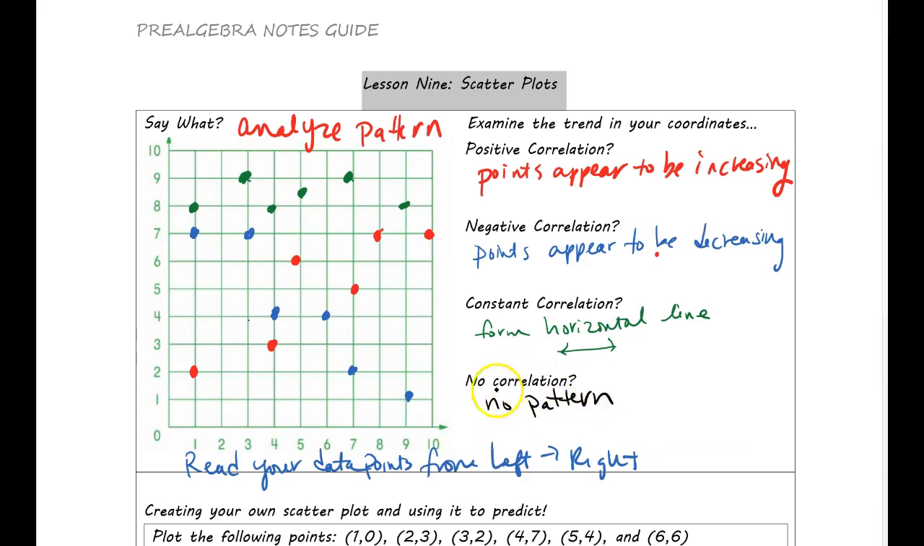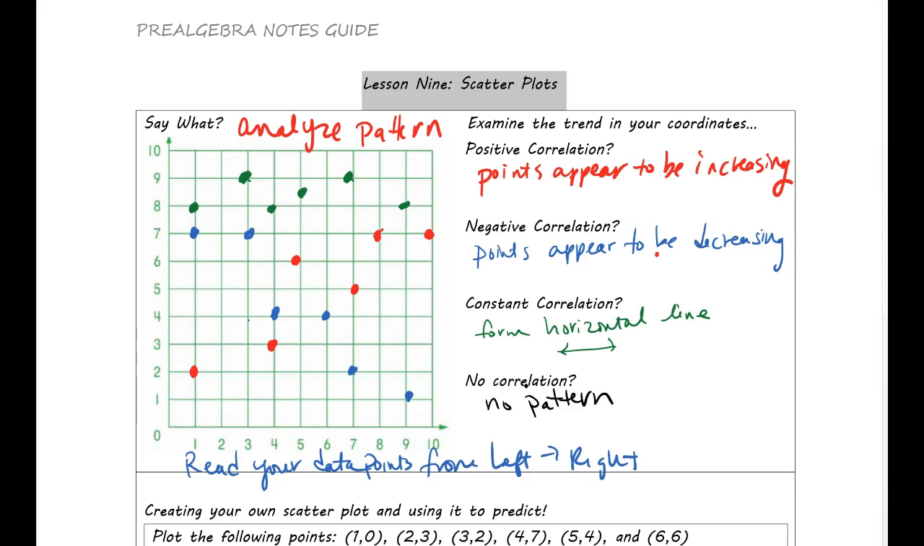And a lot of people try to look at points and go, oh, I don't see a pattern. But guys, really try to discover, are they going up, are they going down, are they straight across? So a no correlation picture would actually be like all of these dots combined. And I'll go ahead and draw new ones.